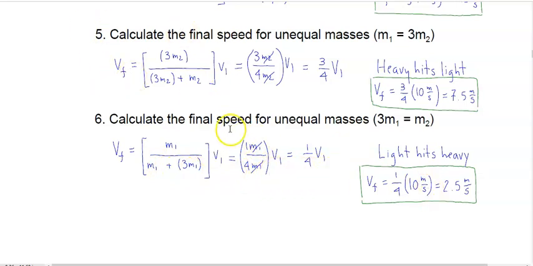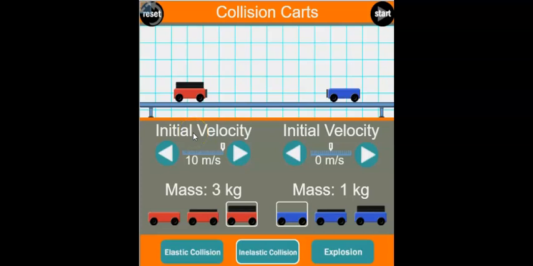So let's look at these examples of 3-to-1. The very heavy truck slams into the back of the car at rest. The car at rest gains from 0 speed to 7.5 meters per second. It jumps up in speed, whereas the truck slows down from its original 10 meters per second down to 7.5 meters per second. So it gave some of its momentum to the lighter car, which is now moving at the same speed with it. Let's take a look at how this works in the simulation.